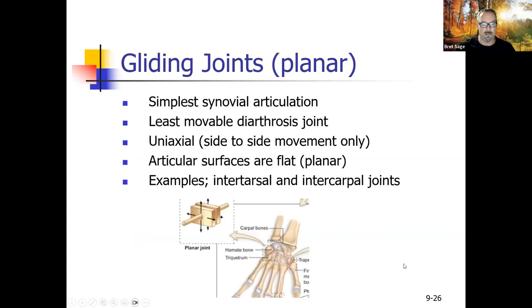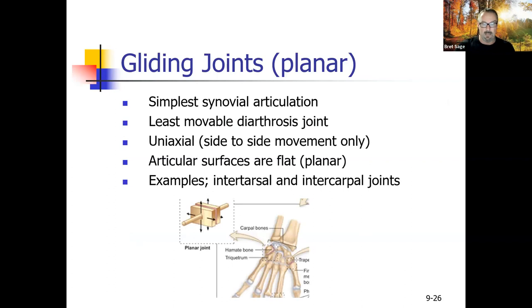Okay, gliding or planar joints, I told you find them in wrists and ankles. They're the simplest synovial articulation, least movable. They're uniaxial, which means that they just kind of slide in one plane. Articular surfaces are flat, hence the term planar. Examples are intertarsal and intercarpal joints. That would be the small bones of your wrist and ankle.